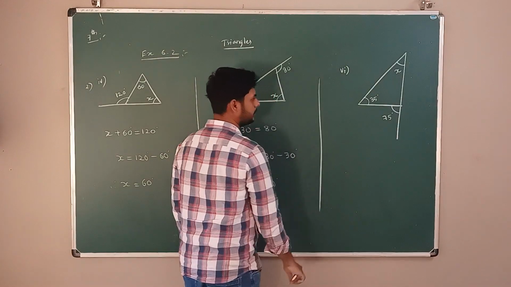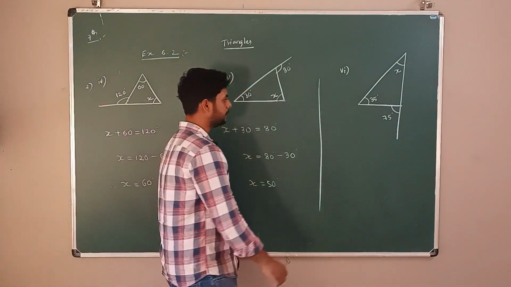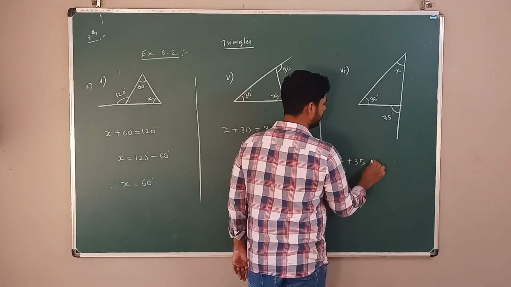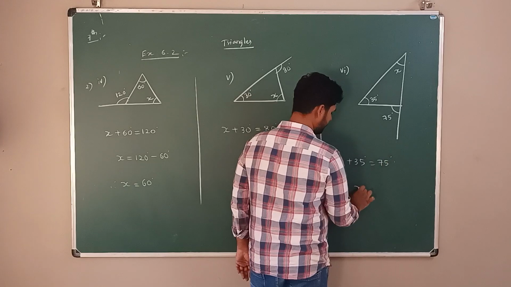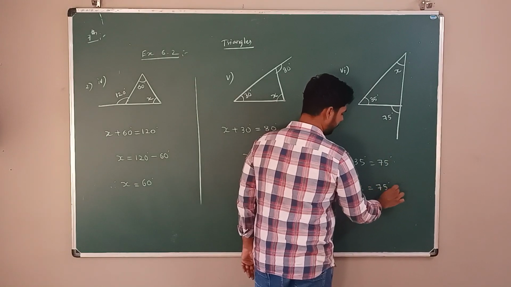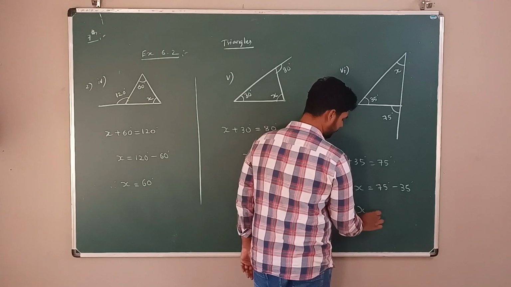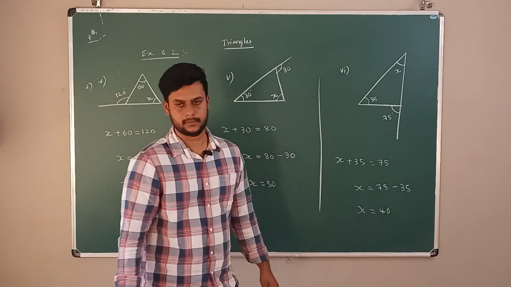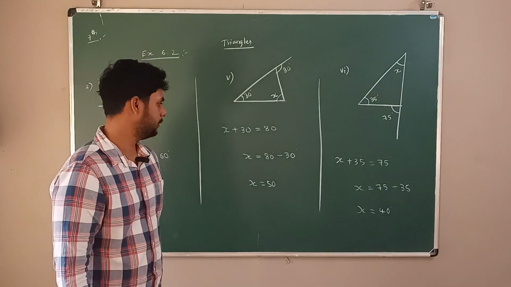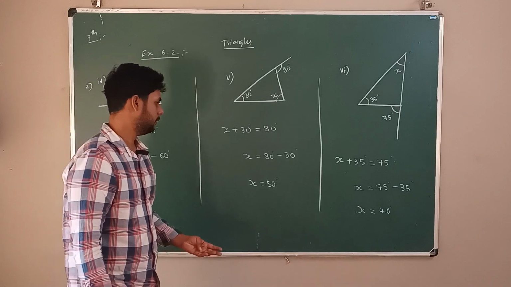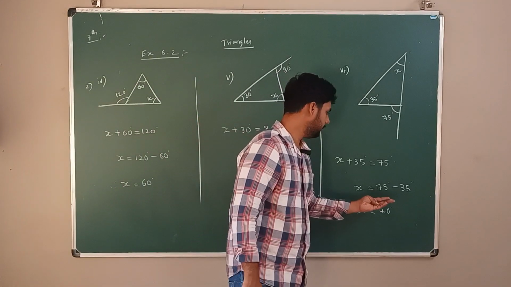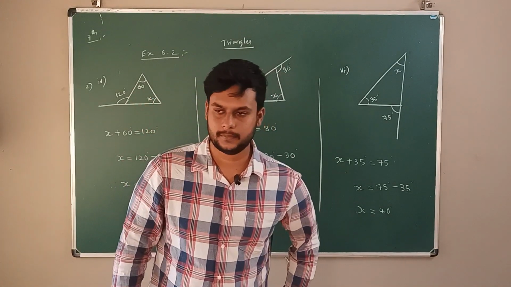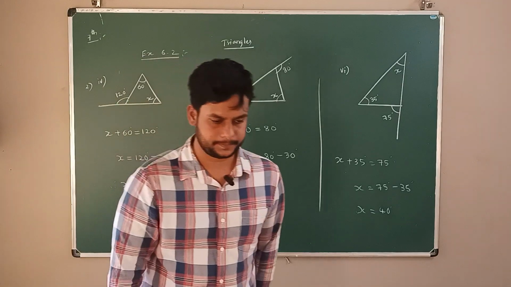Very good. Next, x plus 35 is equal to 75. x is equal to 75 minus 35, x is equal to 40 degree. How many got this answer? 45, 55, 65, 75, correct. How many got the answers? Very good. All answers correct. Easy?